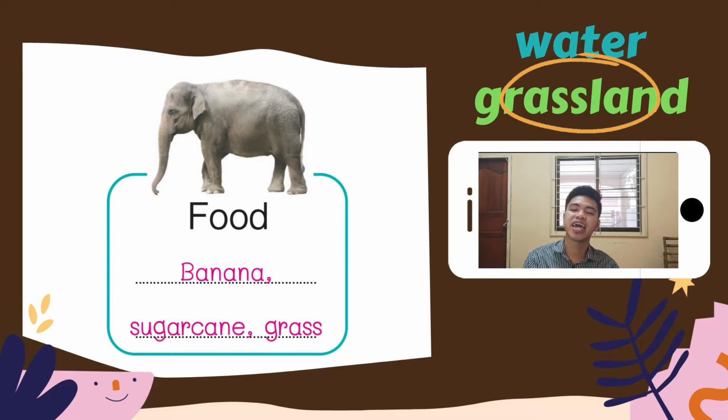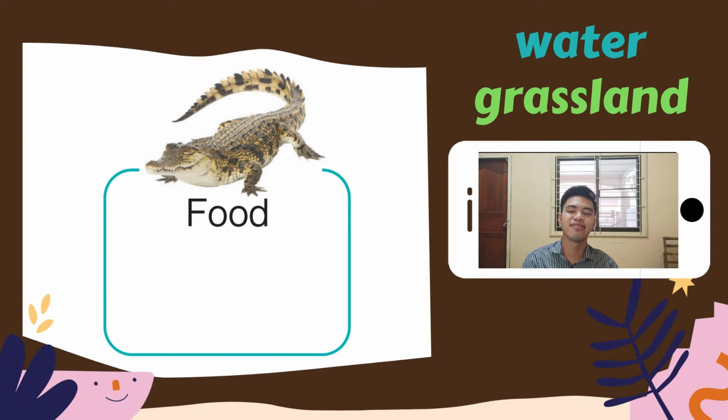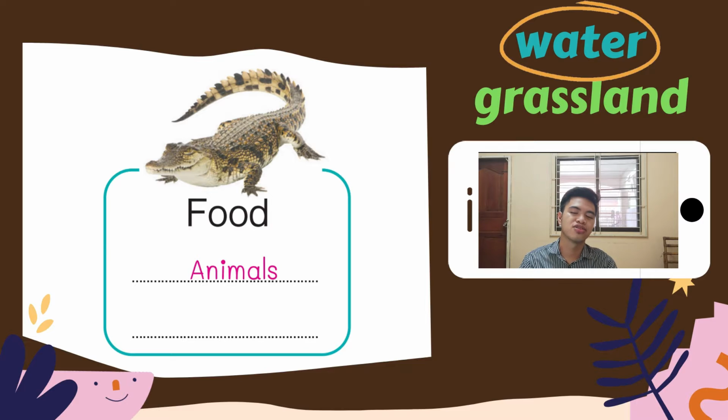For the last one, we have a crocodile. Where does the crocodile live? Is it in the water or in the grassland? Okay, the answer is in the water. So the crocodile lives in the water. And what do crocodiles eat? Oh, it eats other animals. So you're going to write on your book, animals, okay? Alright, so that is for our first activity.